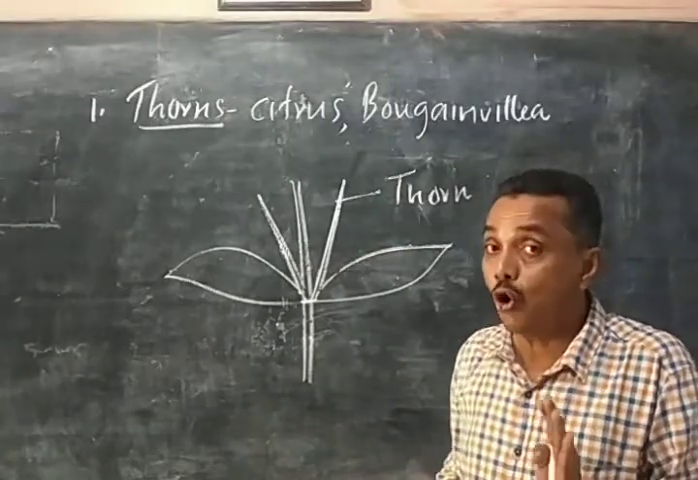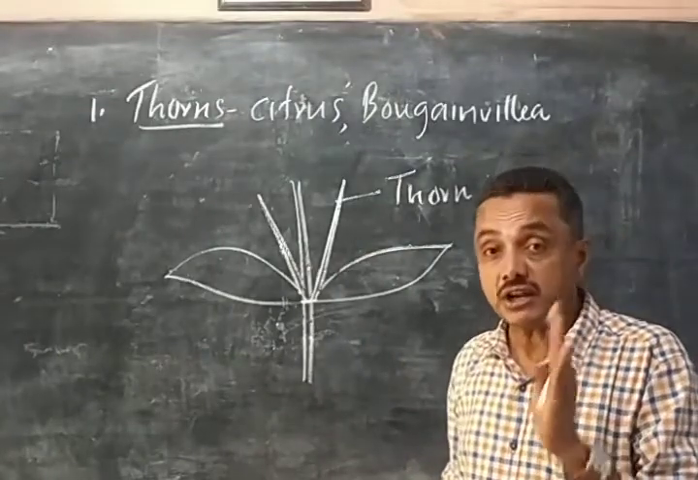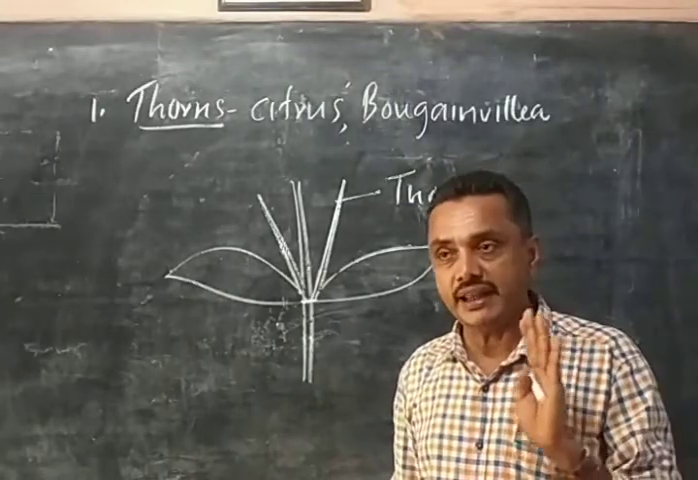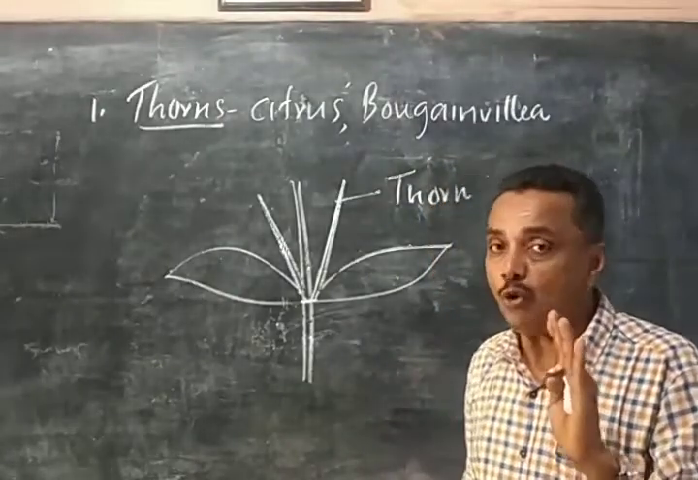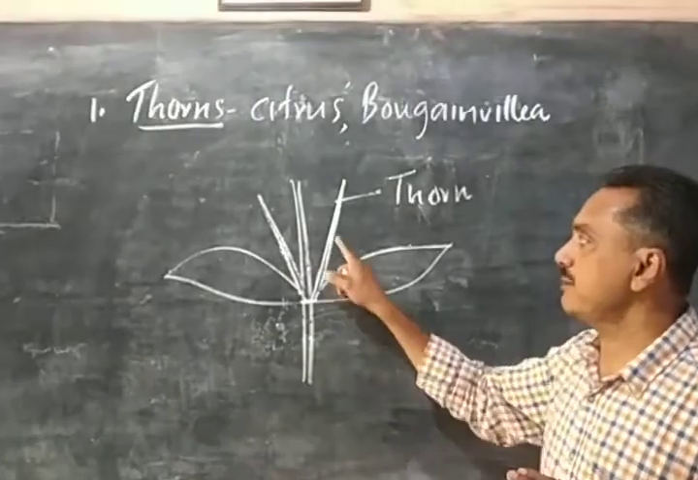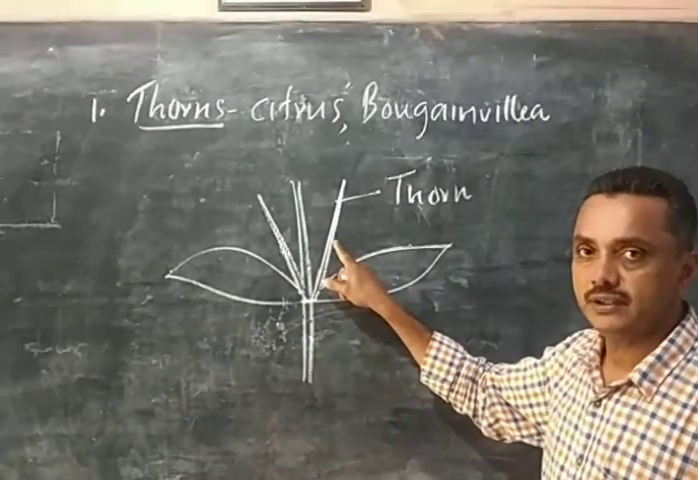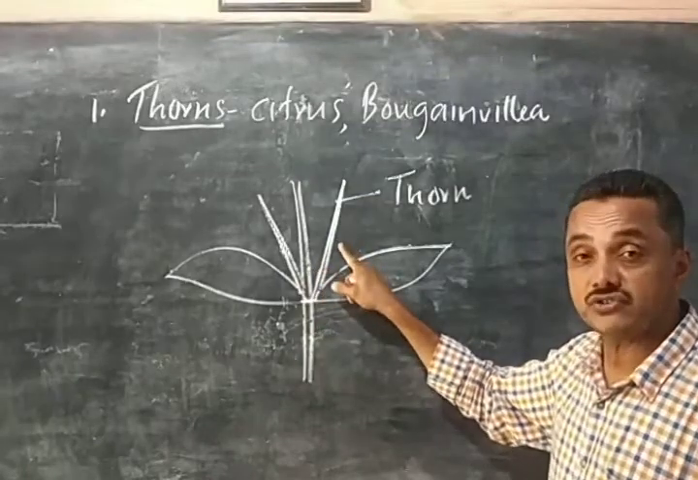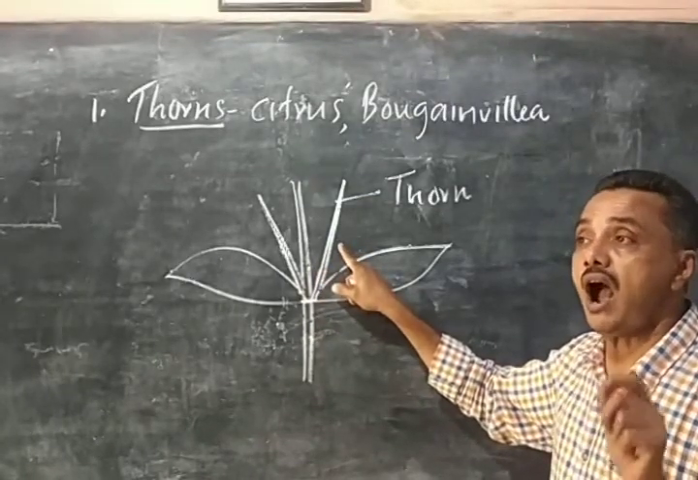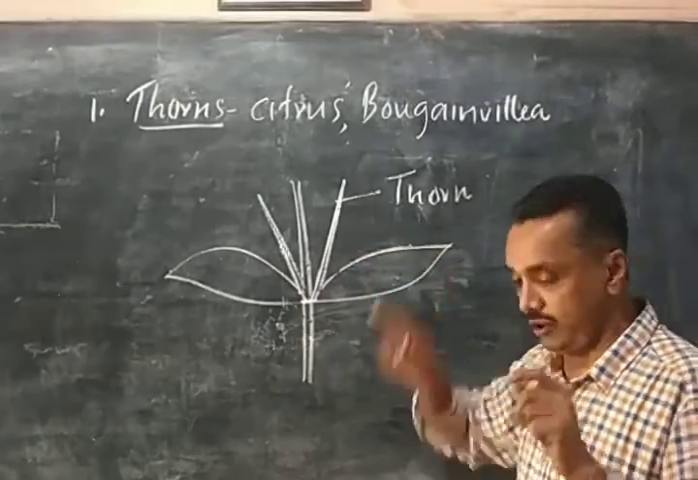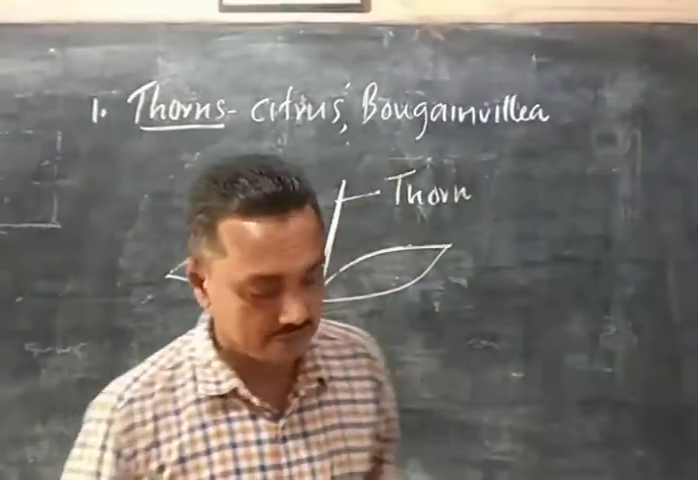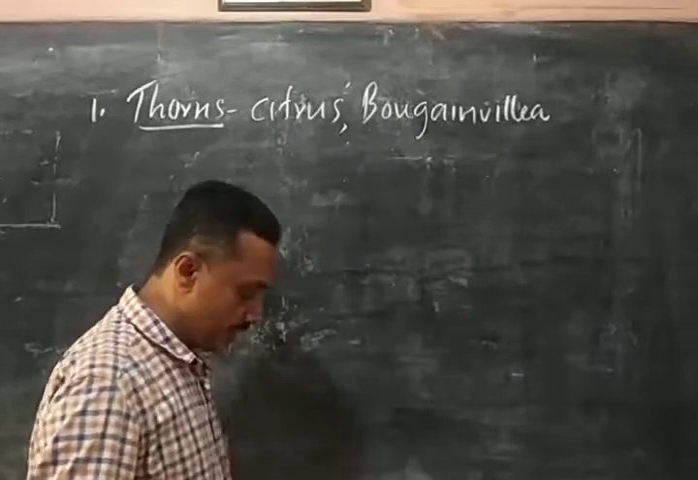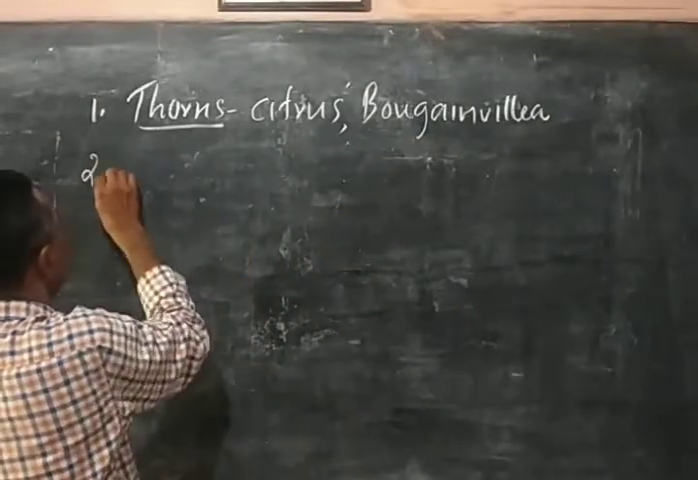What is the function of thorn? It helps to protect the plant from grazing animals. From grazing animals like cows, the plant gets protection by the presence of thorns. Many plants in our surroundings have very hard pointed structures. So a hard pointed structure is called thorn, and it helps for protection.